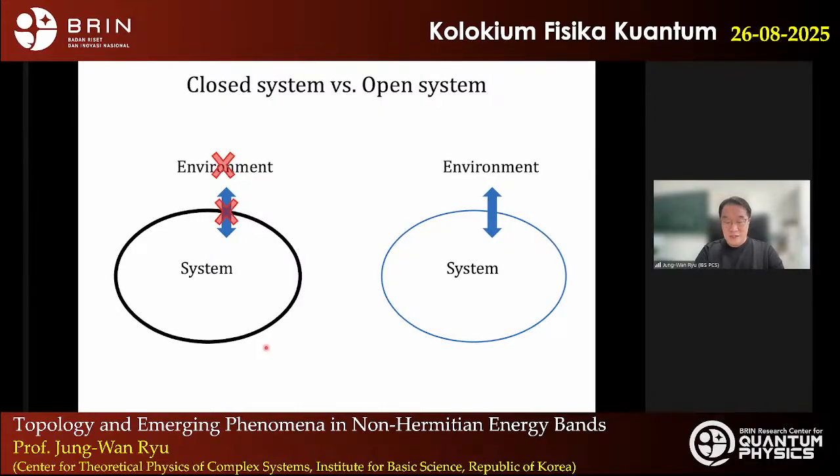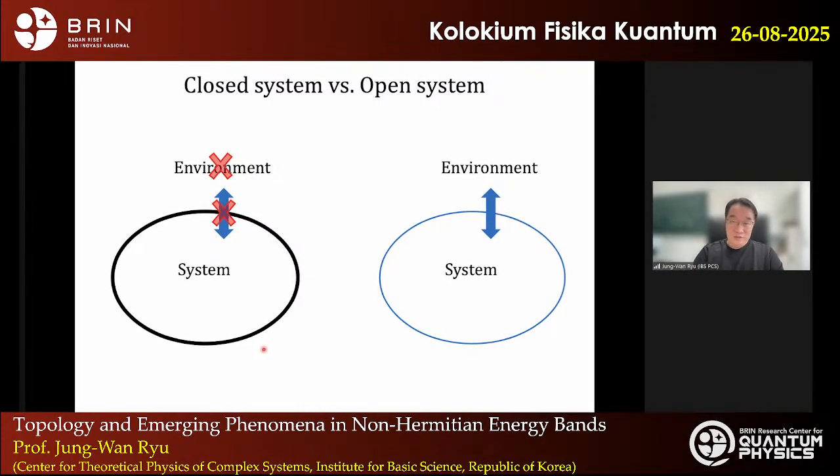Okay, I'll start to explain the closed system versus open system. If you have the system, this is a closed system. In this case, there is no interaction between the system and environment. And if you think about the open system, there is environment, there is interaction between system and environment.